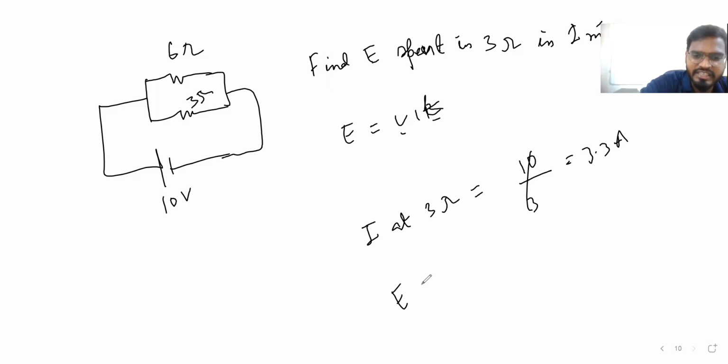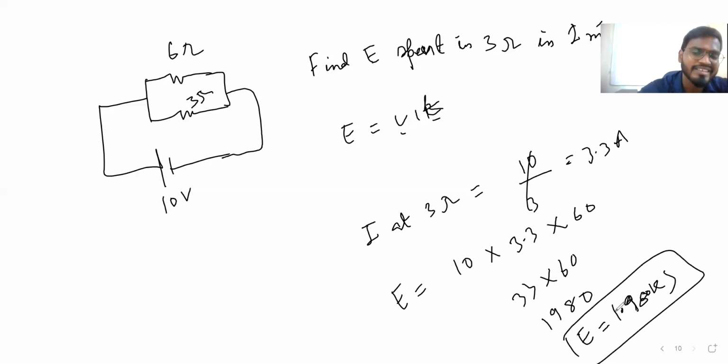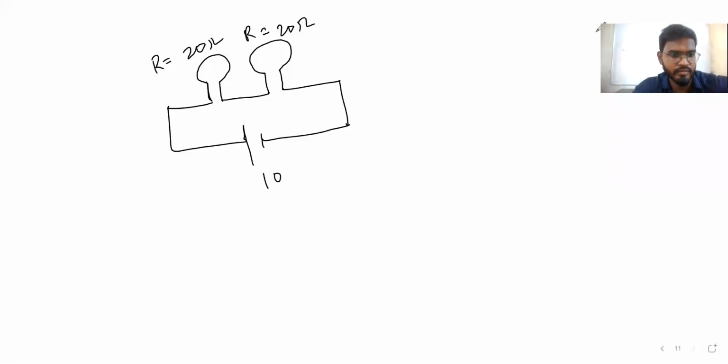Now energy. Energy is equal to VIT. 10 into what? I is how much? 3.3 into what? 60 seconds, right? So 33 into 60. Then it is going to be how much now? 1980. So we can say 1.98 kilojoule also, right? Kilojoule, divided by 1000, nothing. Hope you guys got it. So the first question I had done in series. The second question we had done in what? Parallel. Let's see another question.